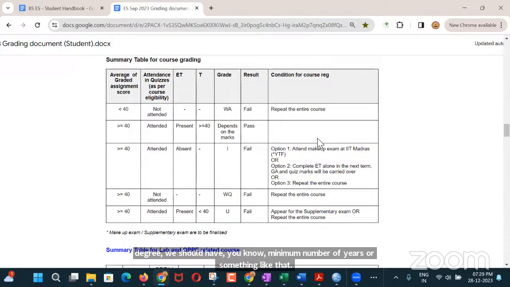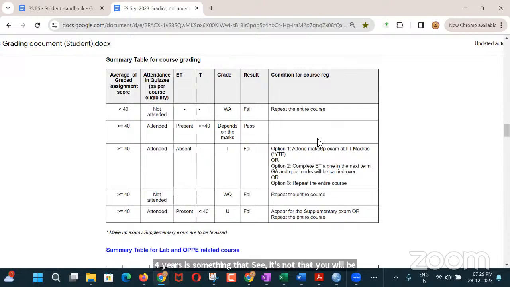It's not that you will be able to complete too early, because there is a prerequisite for every course. Unless you complete that, you will not be able to move to the next course at all. Considering all those factors, there is a slight possibility of completing the course in slightly less than 4 years. But you will get the degree only once you complete 4 years.